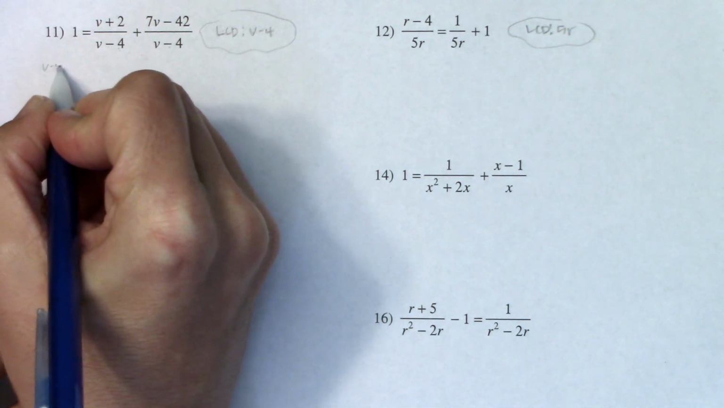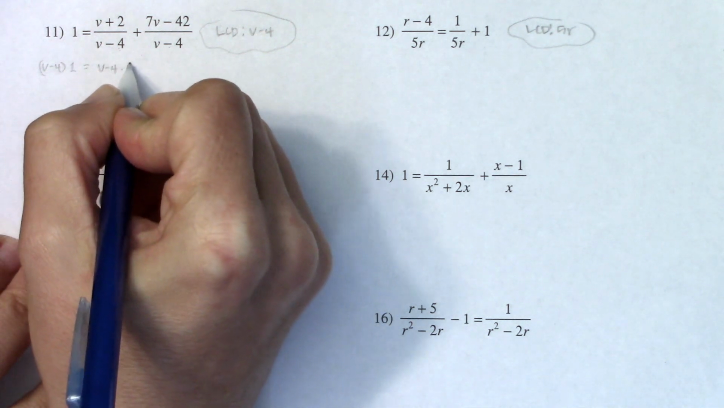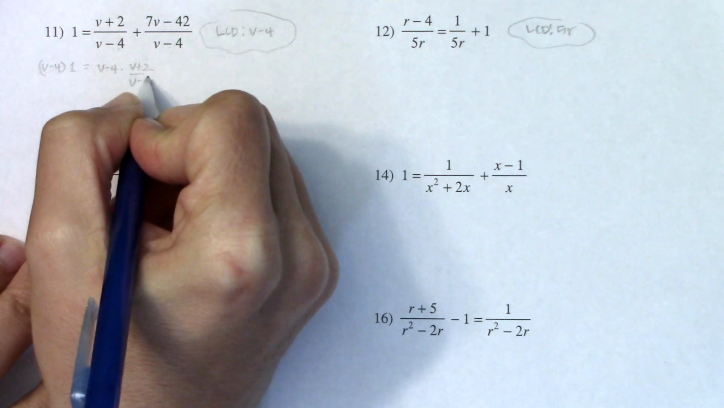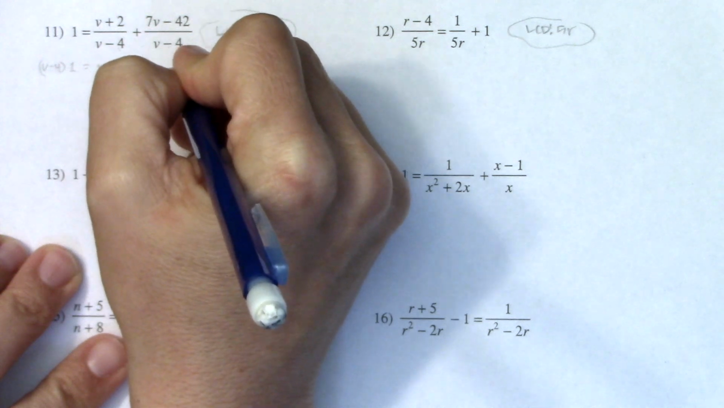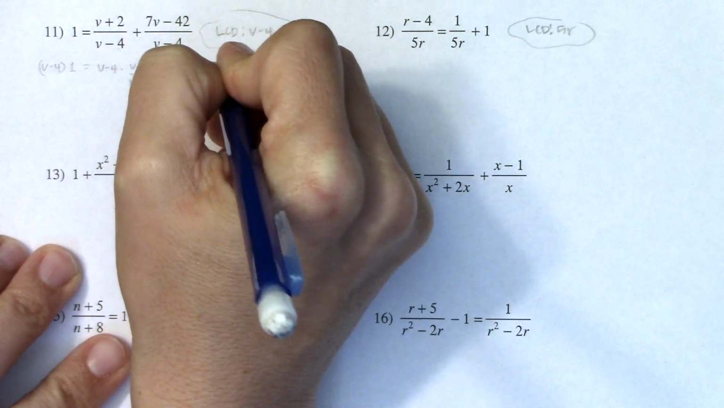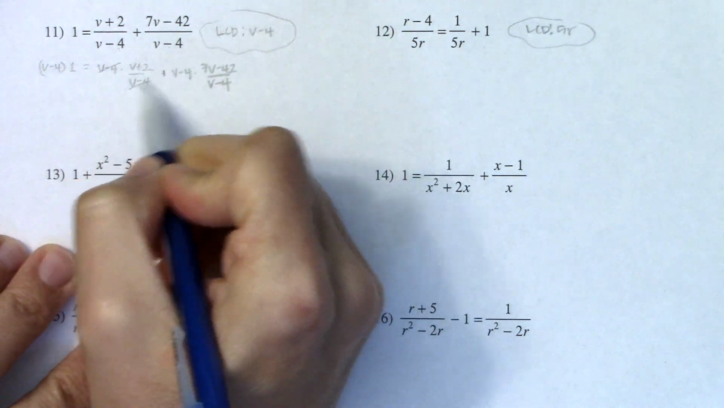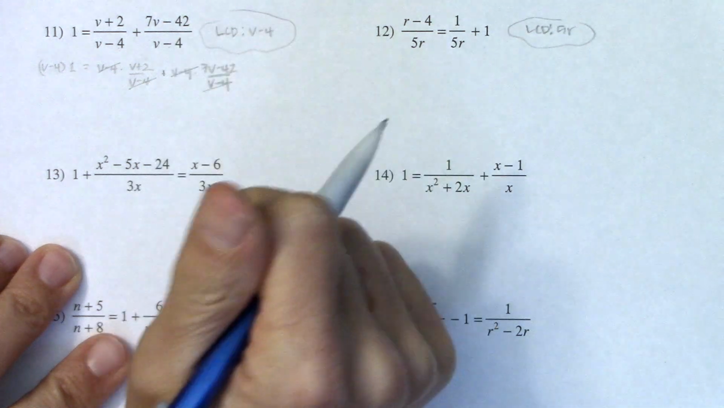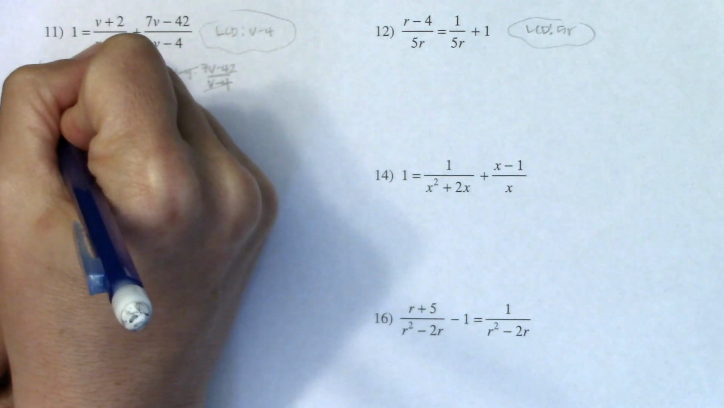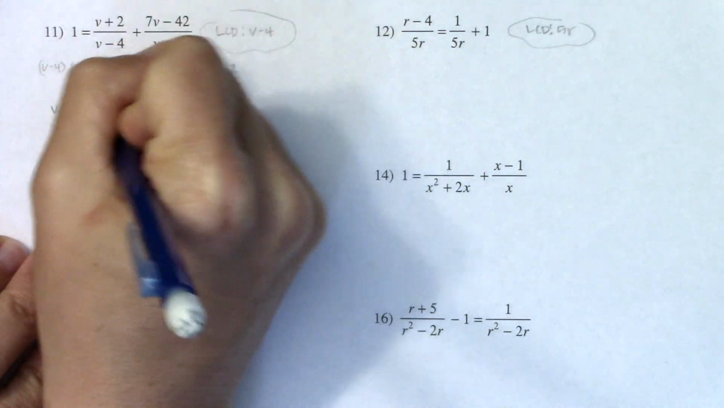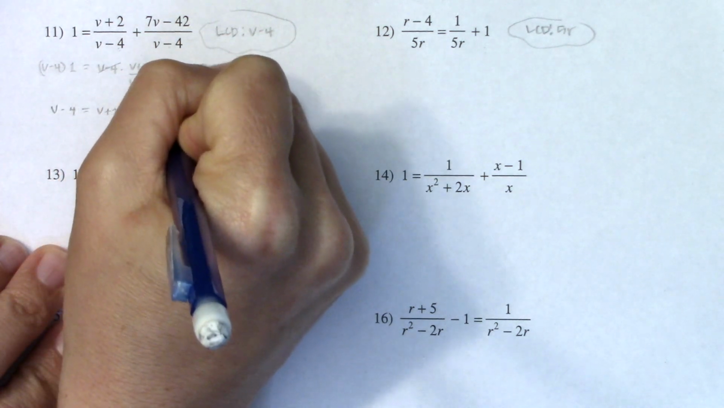So I'm going to do v minus 4, I'll protect it with parentheses, multiplied to 1. That would be equal to v minus 4 times v plus 2 over v minus 4. And if you want to put parentheses around all of these, you're more than welcome to. And then I have v minus 4 times 7v minus 42 over v minus 4. And I'm going to go ahead and cancel out the v minus 4s and then see what I have left over. It'll be a linear equation with v, and I'll collect like terms. So we've got v minus 4. This is going to be equal to v plus 2 plus 7v minus 42.